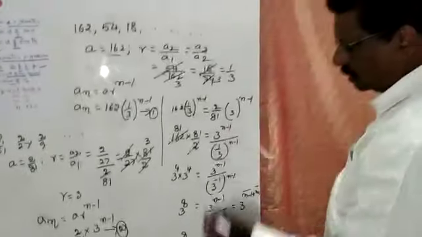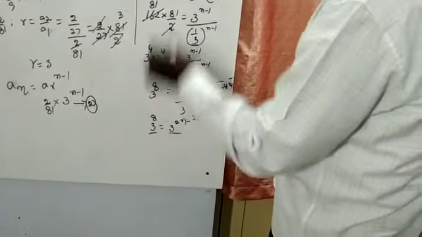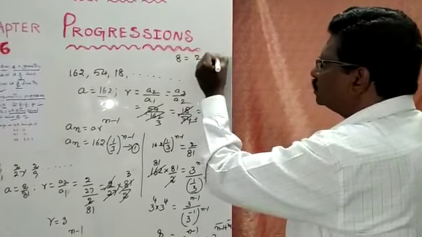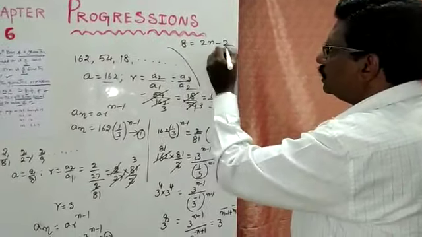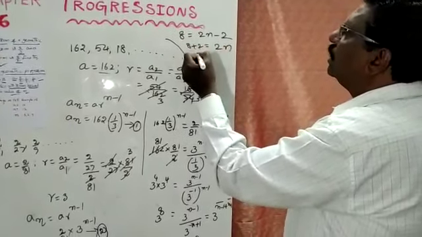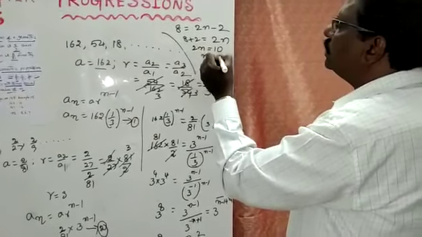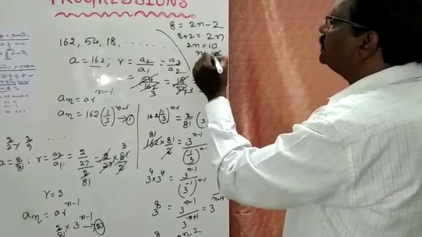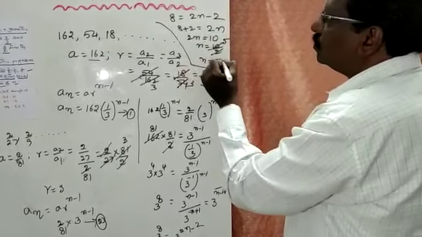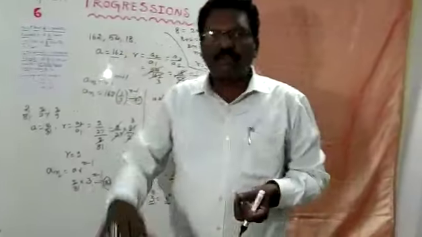So bases are equal here. Then I am writing here. The 3 bases are equal, so powers will be equal. So 3 power 8, and 8 is equal to 2n minus 2. Then take the left side, it becomes plus. So 8 plus 2 is equal to 2n. 2n is equal to 10. N is equal to 10 by 2. 2 will be cancelled 5 times. So n is equal to 5. So the nth term is equal to the fifth term.